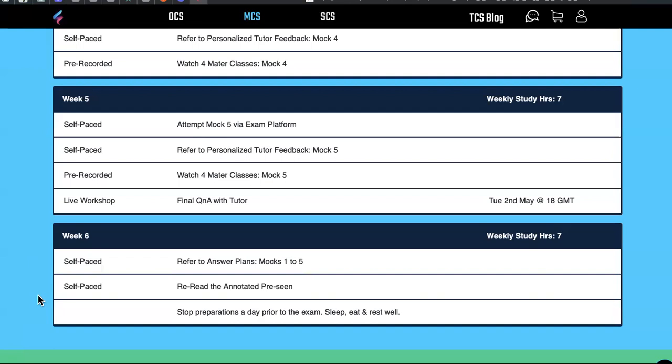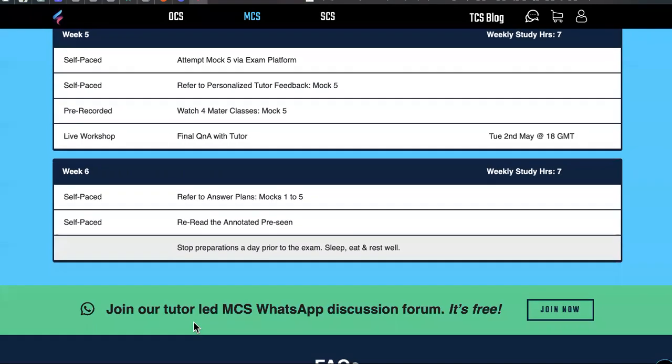And a week before the exam, you are supposed to relax. Just refer to the answer plans of mocks 1 to 5, which are summaries. So it's as if you are revising the entire syllabus and improving your application skills. You're supposed to reread the annotated Preseen and stop preparations a day prior to the exam. Sleep, eat, and rest well.